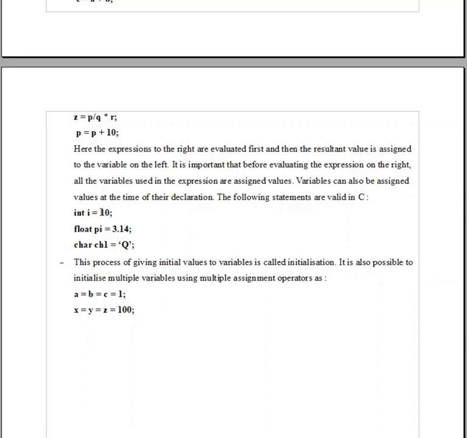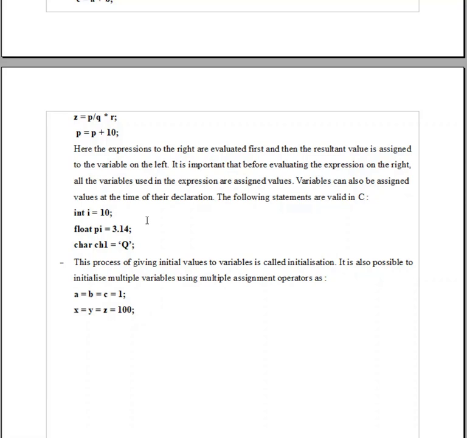This is also called declaration and initialization. We have declared a variable int i, and to it we have initialized the value 10. This is called declaration and initialization. So int i is equal to 10. It is not equal to here; this is called the assignment operator. It means we have declared a variable with the name i, and to it we have assigned the value 10.